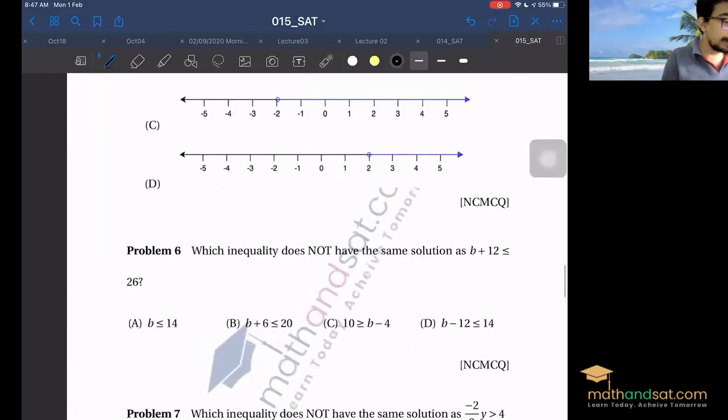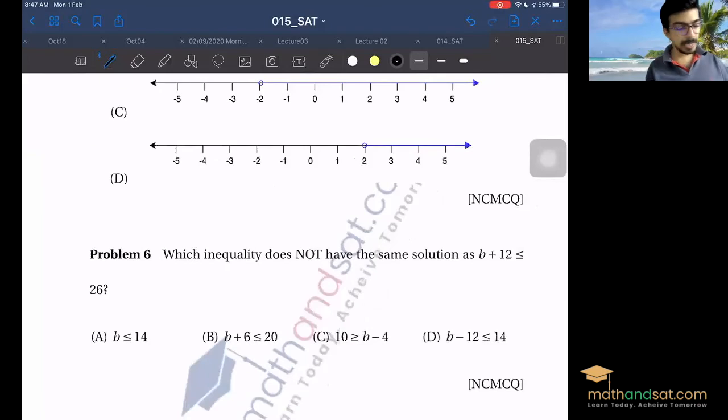Next question. Which inequality does not have the same solution as b plus 12 less than or equal to 26? These are all different varieties of problems. So first of all, let's see the solution to this inequality. What is the solution to b plus 12 less than or equal to 26?